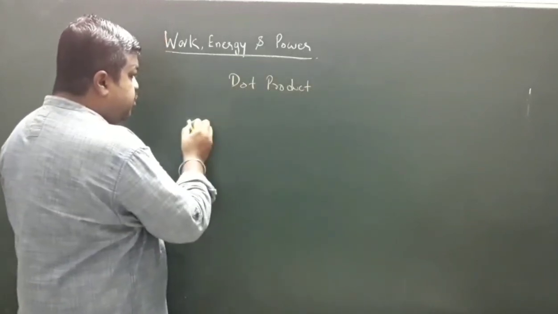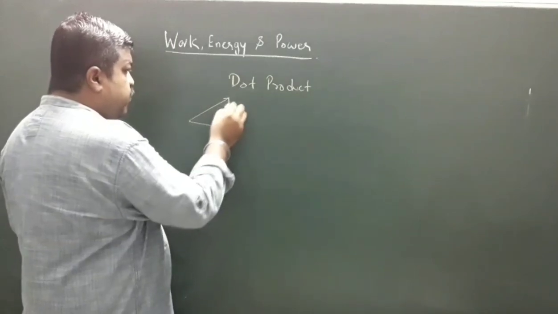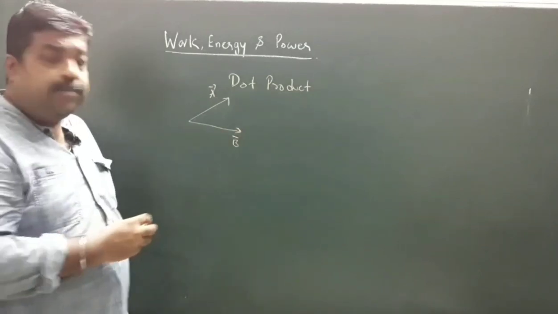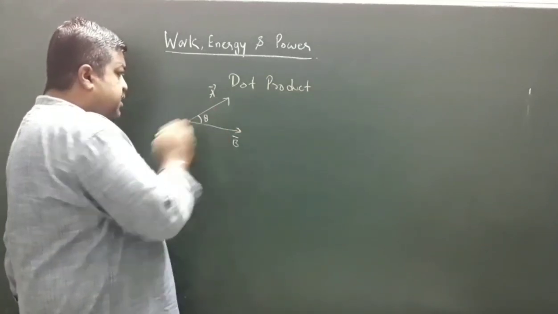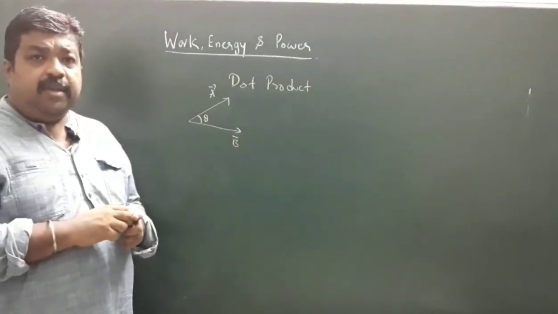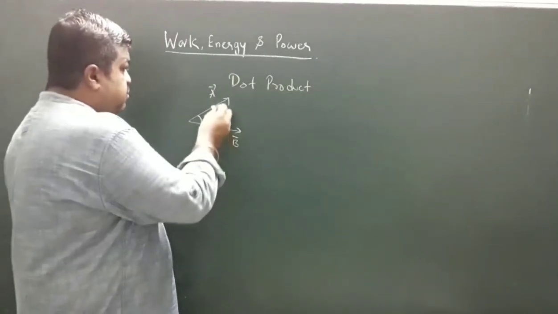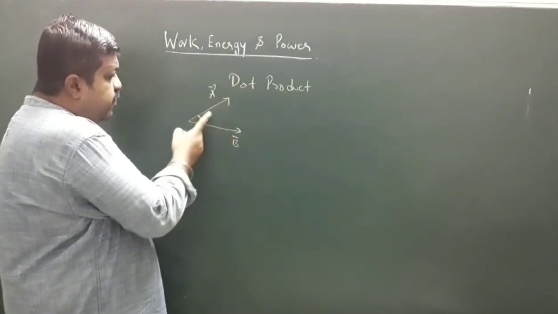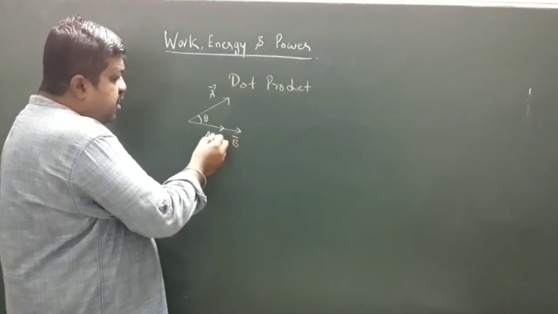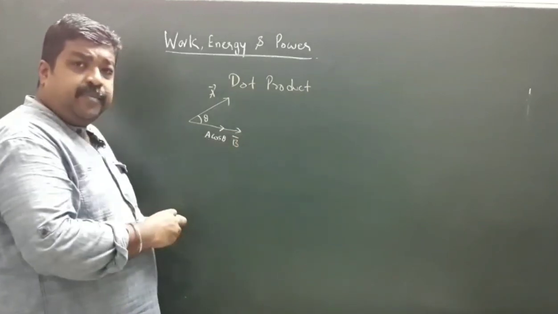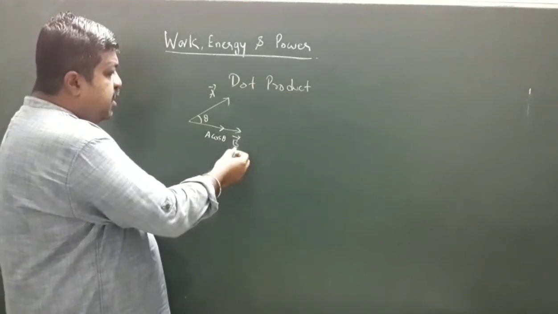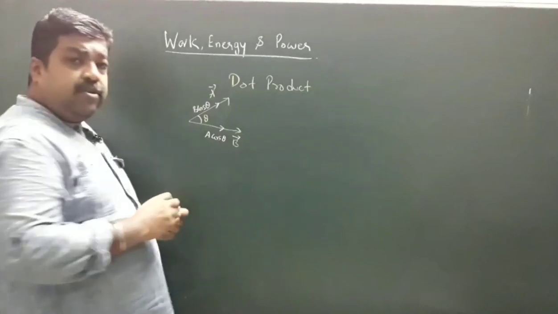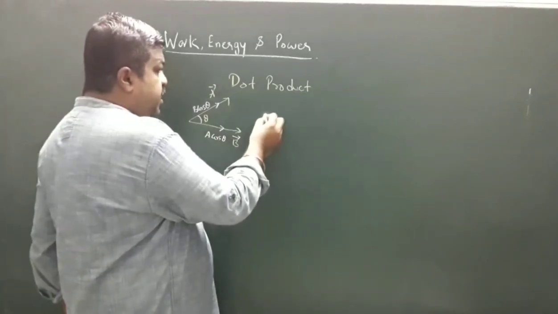Dot product. Now suppose these are two vectors, this is vector A and this is vector B, and theta is the angle between A and B. Then component of A along B, if this is A, this is theta, component of A along B will be A cos theta. Similarly, component of B along A will be B cos theta.